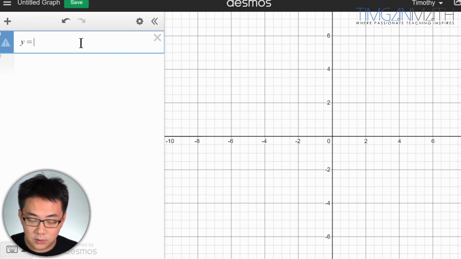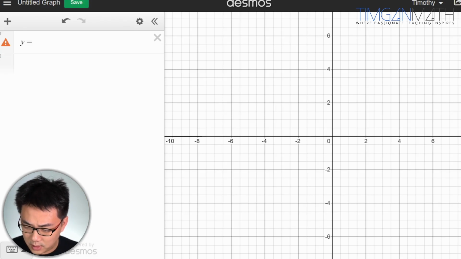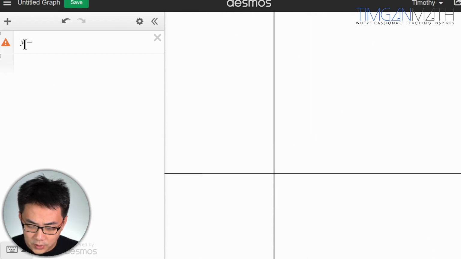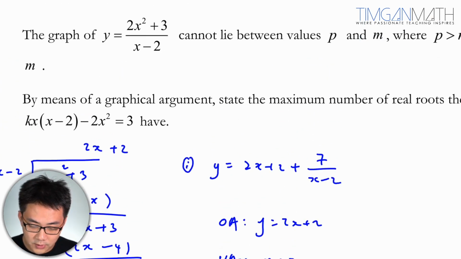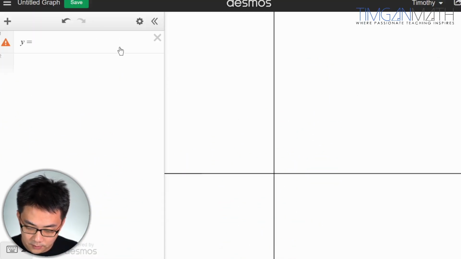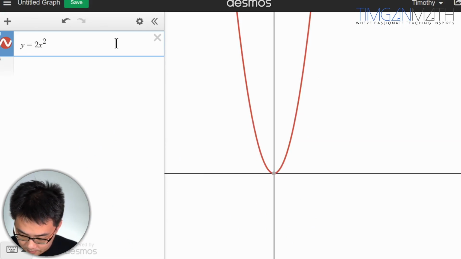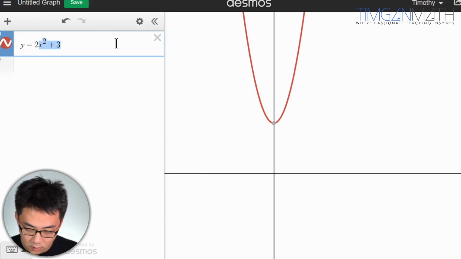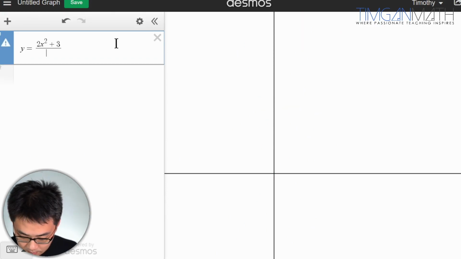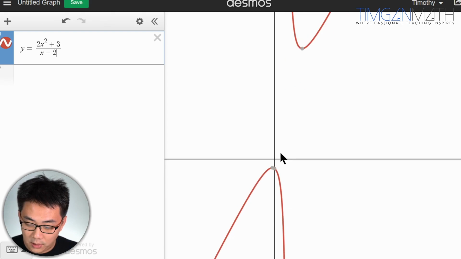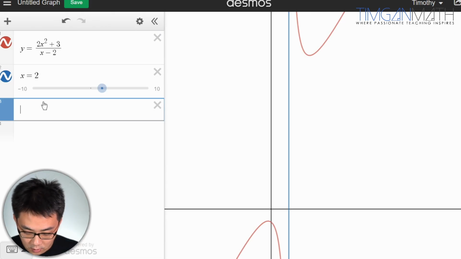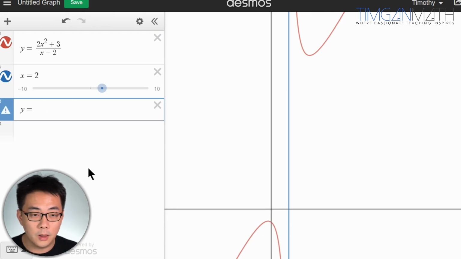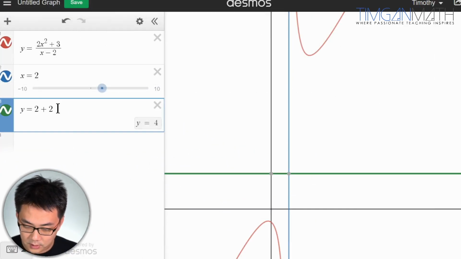Now, I would suggest that what you need to do is make sure that you plot the original graph, 2x squared plus 3 over x minus 2. And make sure you zoom it out using a GC, and after which you have x equals 2. And plot in your oblique asymptote, which is y equals, what graph is it? 2x plus 2. So it's 2x plus 2 as such.